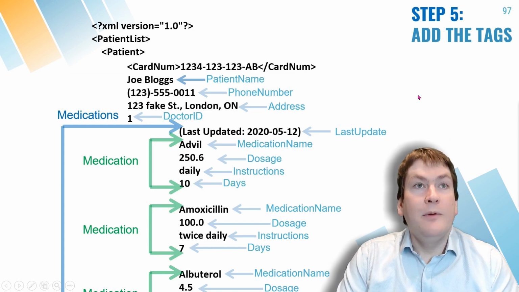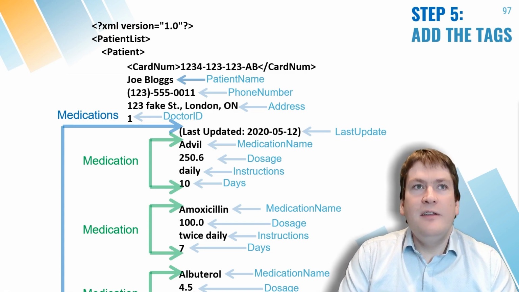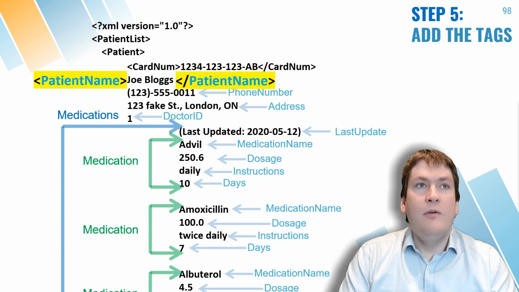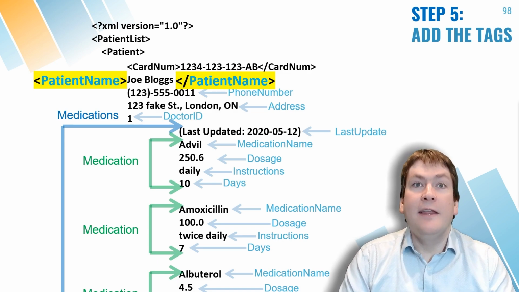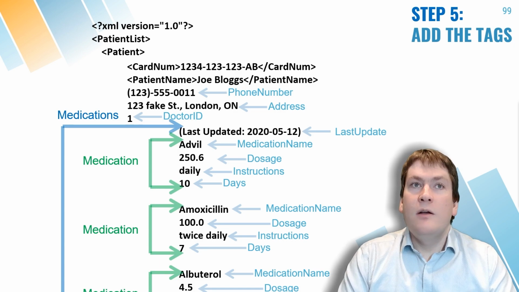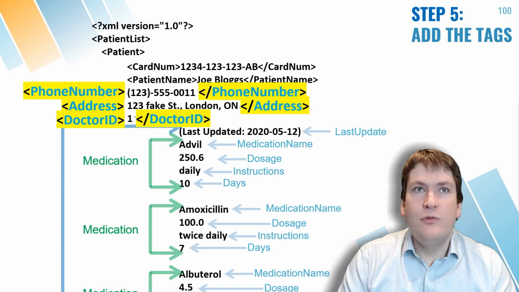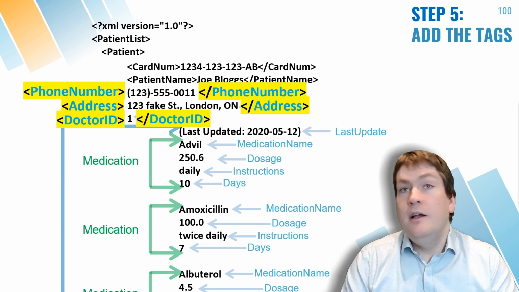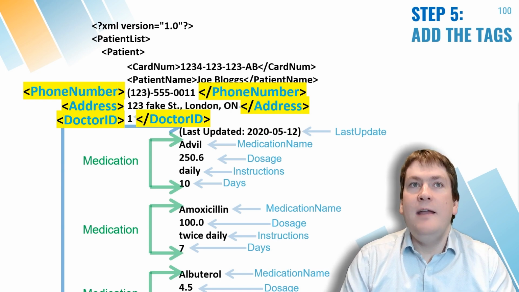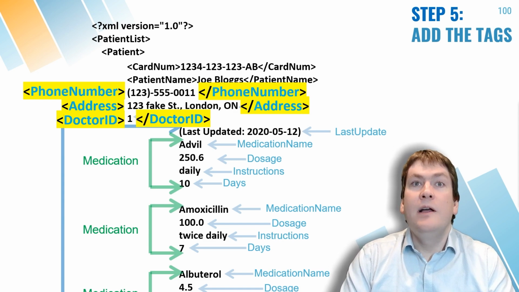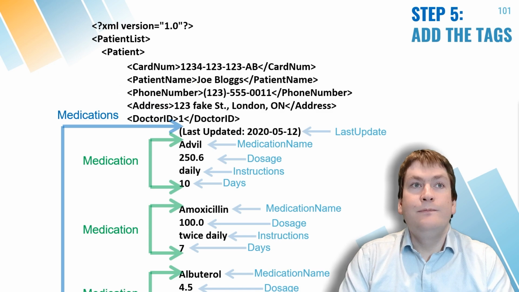So that's what it would look like when it's properly indented. And we're going to do the same thing for each one of these data elements as we come to it, top to bottom. The next one's going to be patient name. We put an opening tag and a closing tag, and again, the closing tag always has that slash at the beginning. Then we hit phone number, address, and doctor ID. We do the same for each one: an opening tag in front, a closing tag behind. The names are just the names we picked for the data elements, so they become the element tag names.